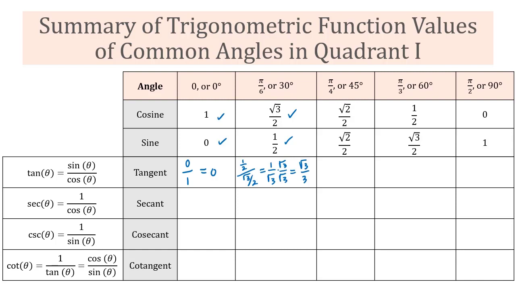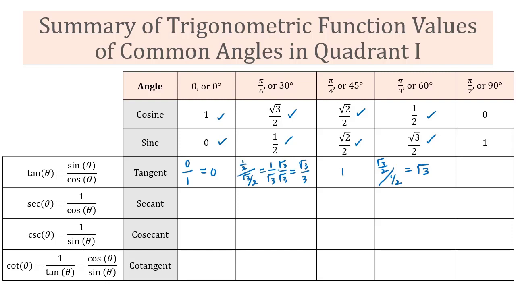For 45 degrees, or pi over 4, the sine and the cosine are the same. So when I divide those same values, I get 1. For 60 degrees, or pi over 3, the sine is the square root of 3 over 2, and I'm going to divide that by the cosine, which is 1/2. Instead of dividing by 1/2, I will multiply by the reciprocal of 2 over 1. The 2's cancel out, and I'm left with the square root of 3. So the tangent of a 60-degree angle, or pi over 3 radians, is equal to the square root of 3.